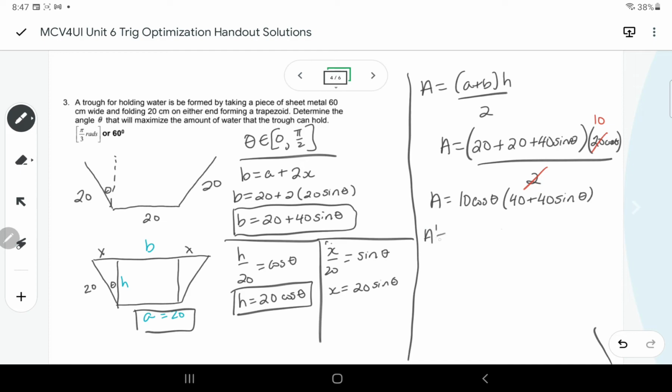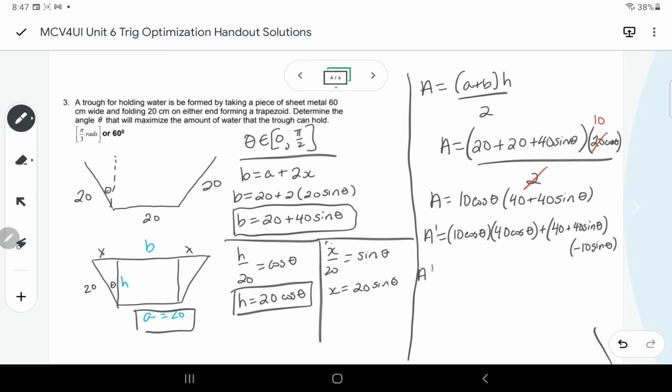So A prime is going to be the first, 10 cos theta, times the derivative of the second. So the derivative of 40 sine theta is 40 cos theta, plus the second, so 40 plus 40 sine theta, times the derivative of the first. So the derivative of the first there is going to be negative 10 sine theta.